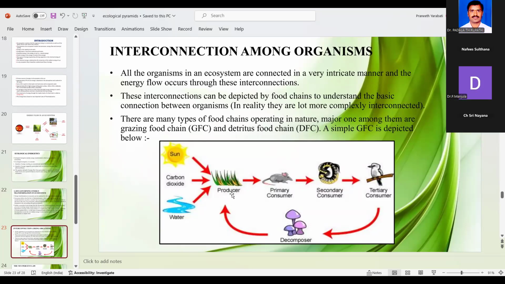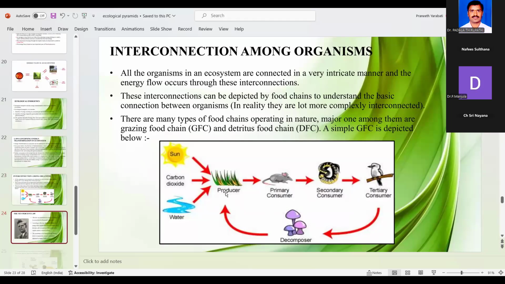From the producers to the primary consumers, from the primary consumers to the secondary consumers, and from the secondary consumers to the tertiary consumers. At each level, death and decay of these organisms take place and they are decomposed. Again, it is absorbed by the decomposers and then by the producers.